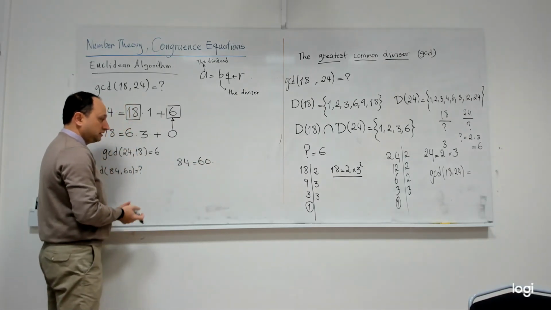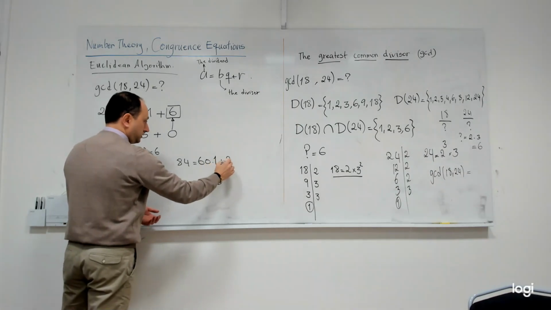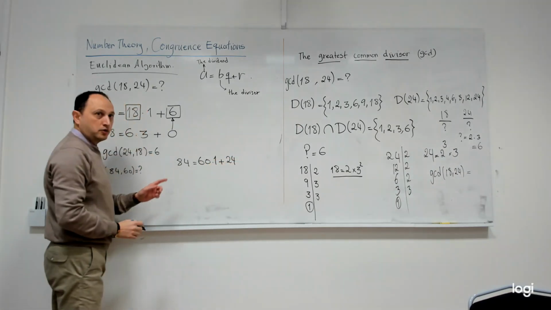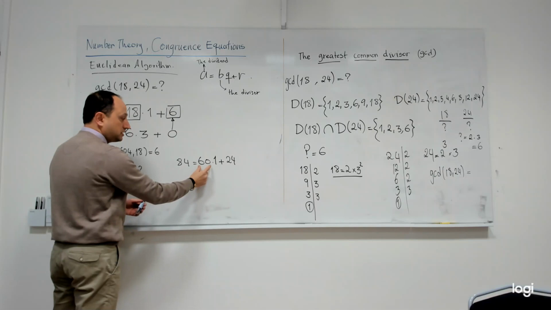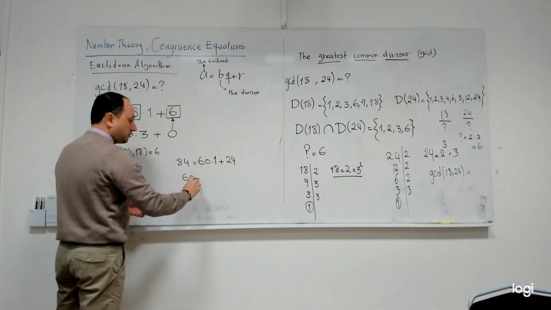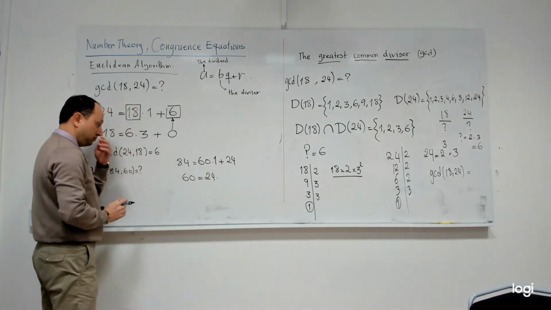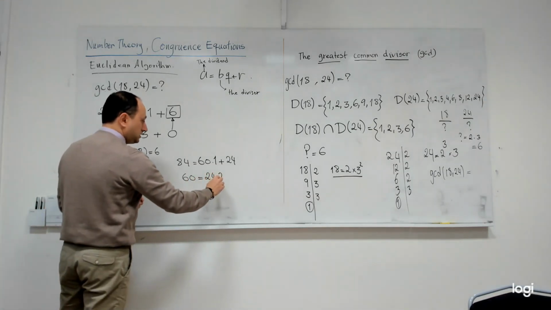What's the quotient? 1. And what's the remainder? 24. And then what I'm supposed to do is repeat this process with these new numbers. So I will take 60 and this time divide it by 24. What is the quotient here now? 2, and the remainder is 12.